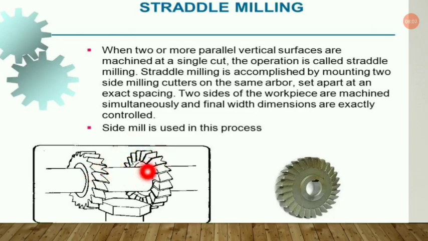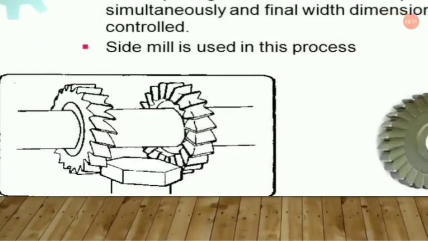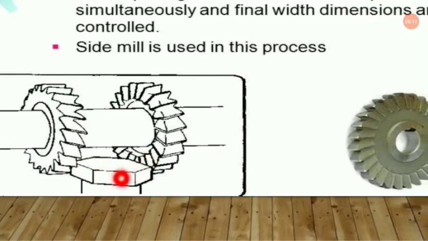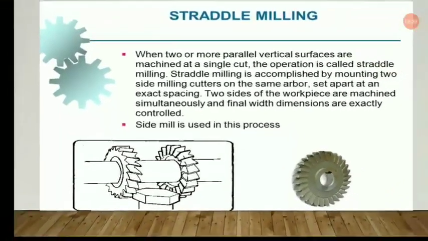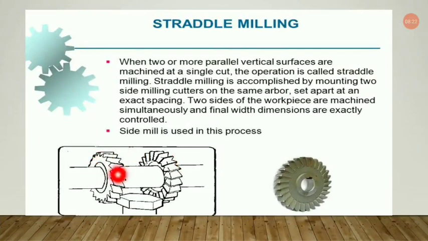Now look at this side milling. So you can see over here this hexagonal shape bolt head is being straddle milled by these 2 cutters, straddle milling cutter. Okay, so this is the purpose of the straddle milling.